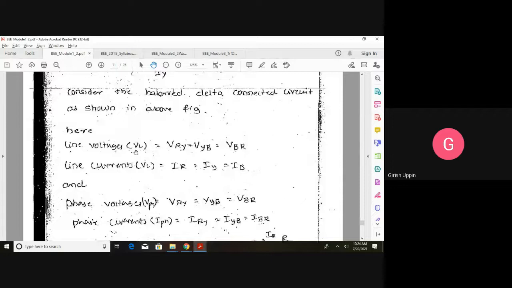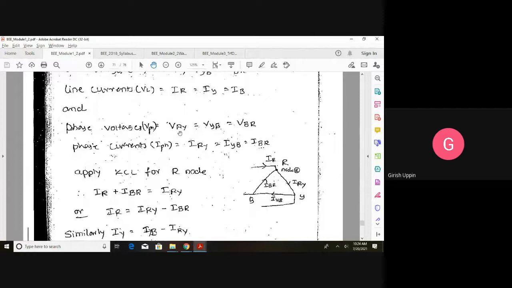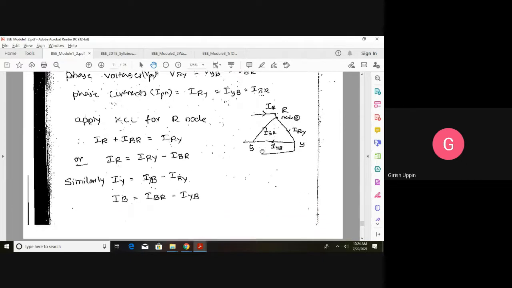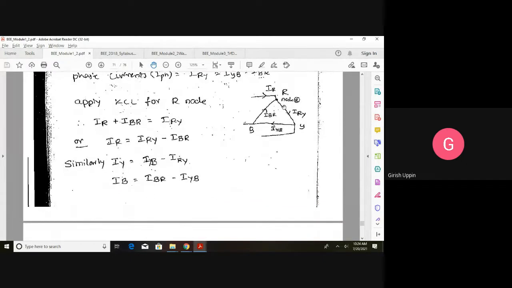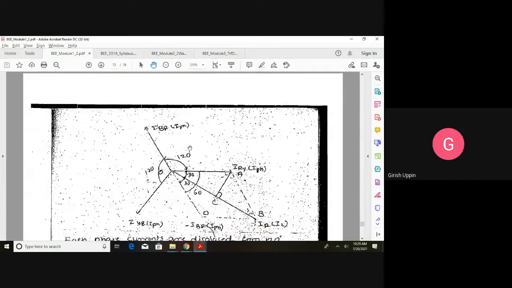So here line voltages same, line currents are exactly the same as in the star. Phase voltages is VRY, VYB, and VBR. Line currents, phase currents IPH, IRY, IYB, IBR. You have to mark the way I have shown you. Here is the small diagram that you can remember. So these are the three phases. This is IRY, this is IYB, IBR at node R. Okay. IR plus IBR is equal to IRY, or IR is equal to IRY minus IBR. Now we are going to draw the phasor diagram for the currents, phase currents.